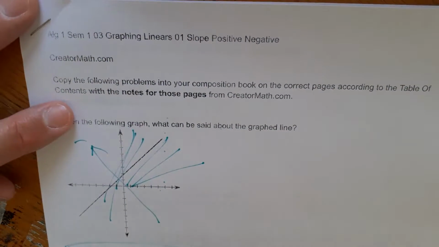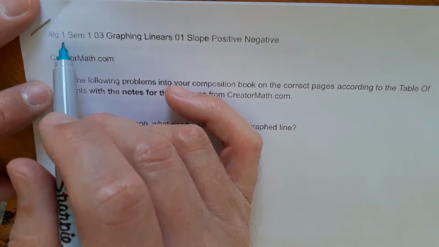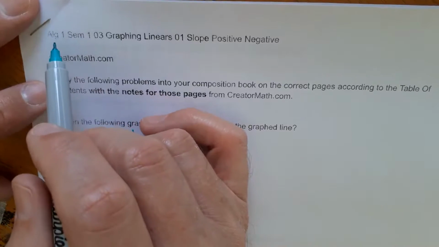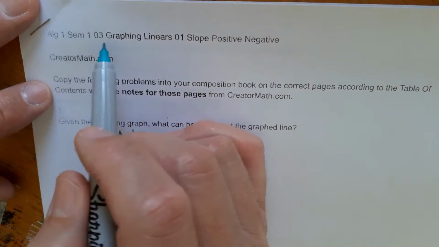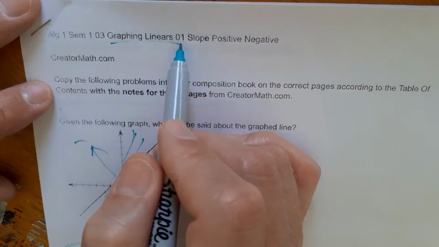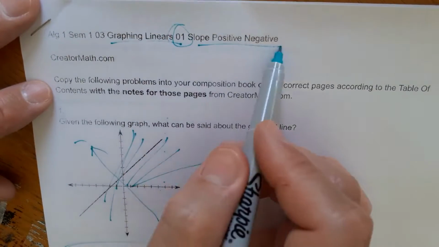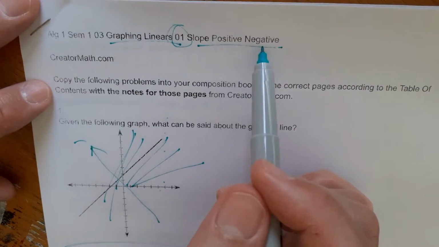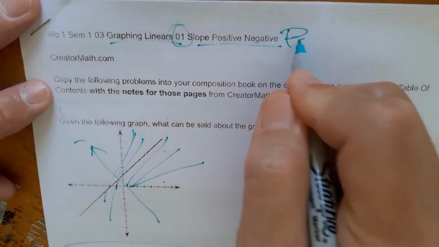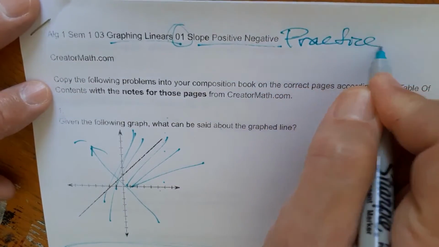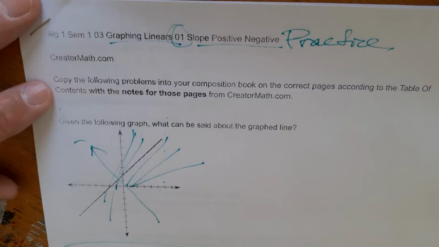So make sure you're matching up the title of this video with the actual problem set you're doing. Otherwise, it's going to be kind of confusing. This is Algebra 1, Semester 1. It's the third unit called Graphing Linears. And it's the first lesson called Slope, Positive, Negative, and maybe you have a practice here is kind of what you normally have on there because this is a practice set. All right? Hope it helps.